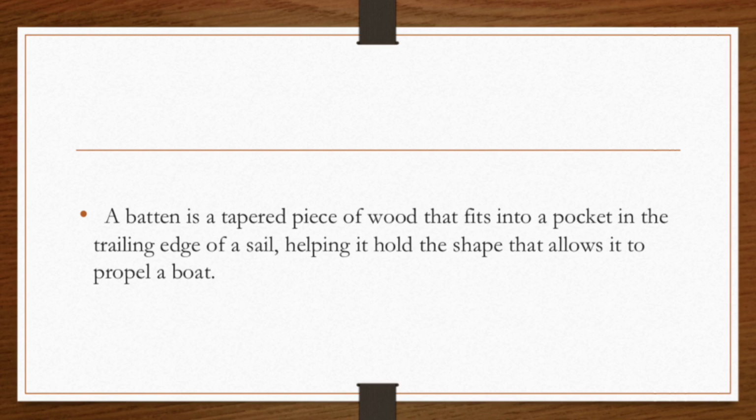This is an example of a good definition. A batten is a tapered piece of wood that fits into a pocket in the trailing edge of a sail, helping it hold the shape that allows it to propel a boat. By simply looking at the example, you can already tell that this is a good definition, because it really defined the thing to be defined, and it includes the group to which it belongs. Like in this example, a batten is a tapered piece of wood. So it really defined everything.